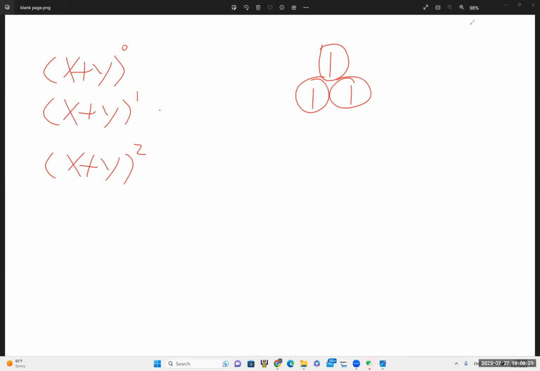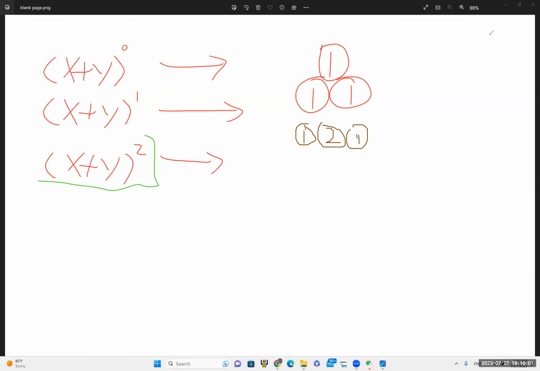Then, can you draw the third row? Let me try. Then let's have this. We are still familiar with this, right? But for this one, frankly speaking, we are not so familiar.